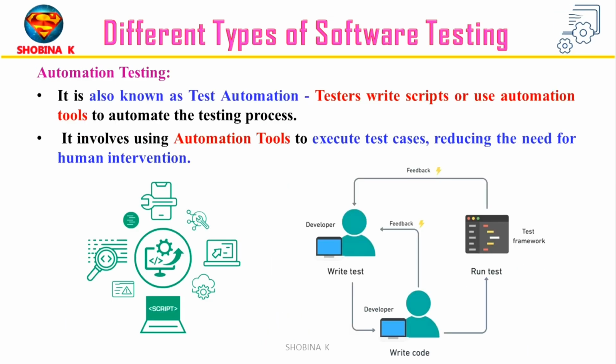Automation testing is also known as test automation. Here the tester creates scripts to automate testing procedures. These scripts are then executed by specific software. So in automation testing, we use software tools to execute the tests and compare the actual outcomes with predicted outcomes. Testers write scripts or use automation tools to automate the testing process.